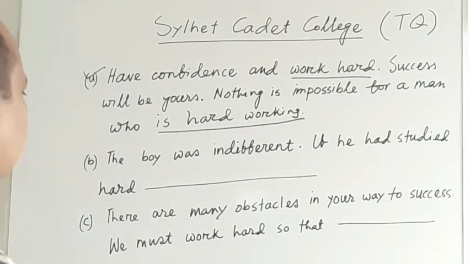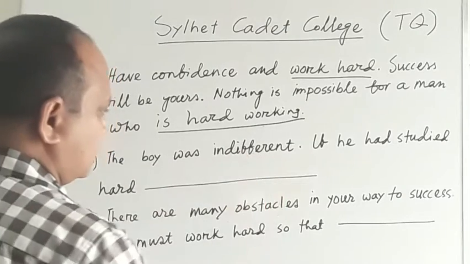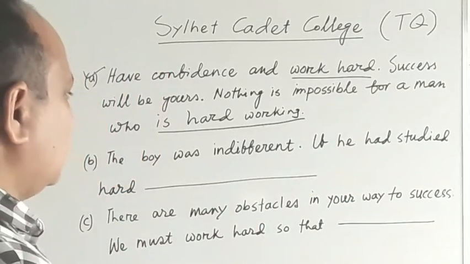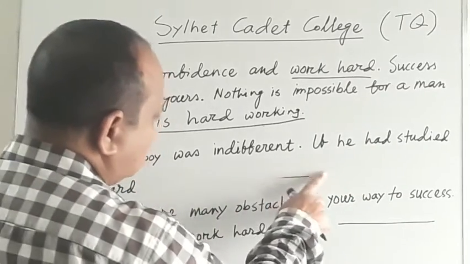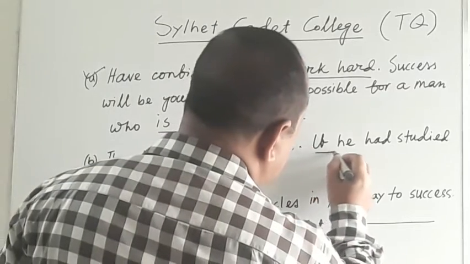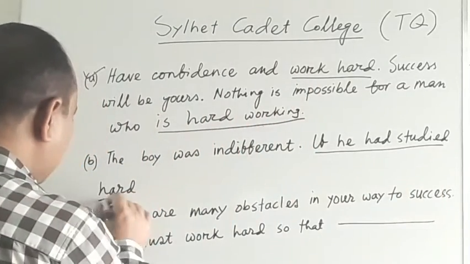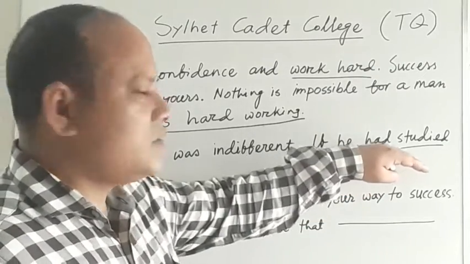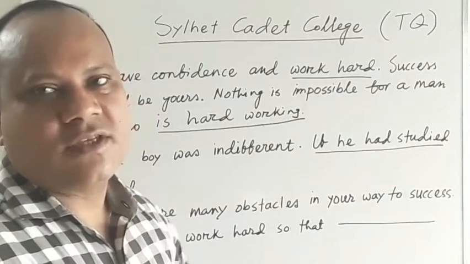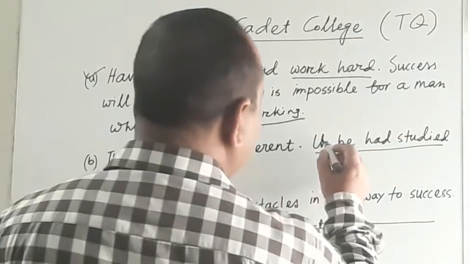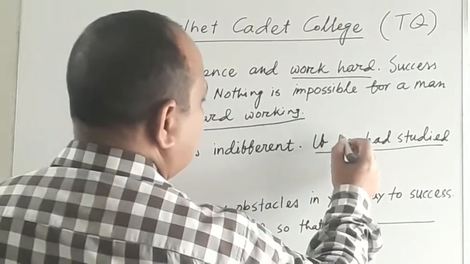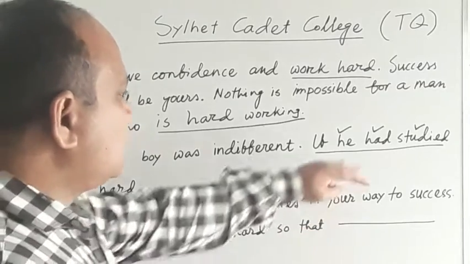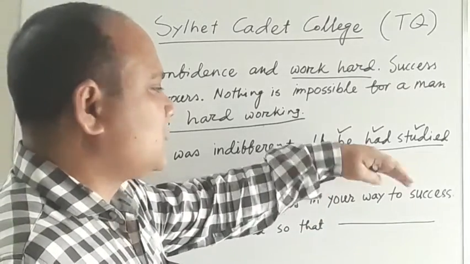Now come to the second one. The boy was indifferent, that is, callous. If he had studied hard, you already know this subordinate clause belongs to the third conditional. According to the category, this if clause belongs to the subordinate clause. So here, if he had studied hard, the subject, had and V3 are present. So ultimately, this portion is in the past perfect tense.